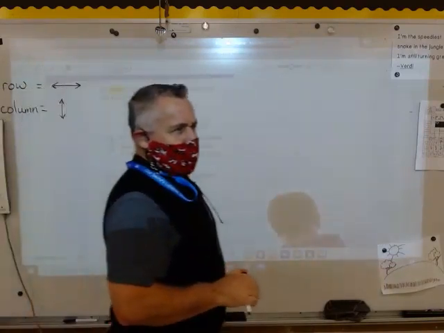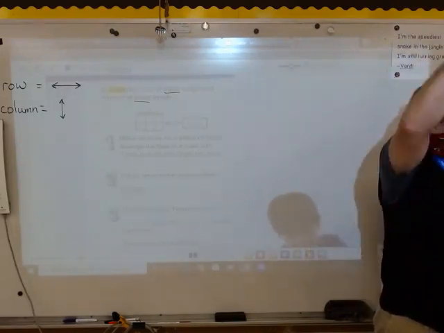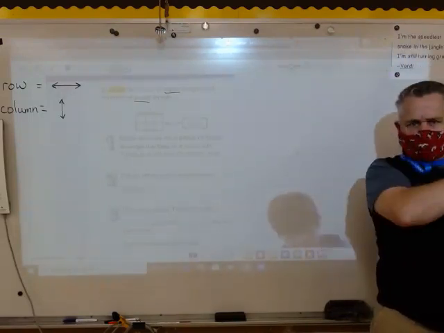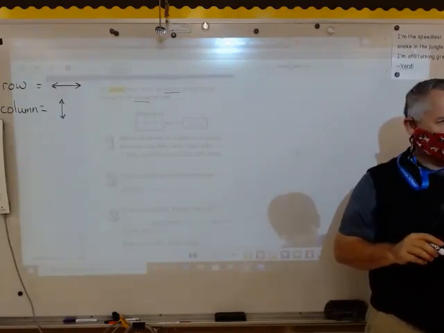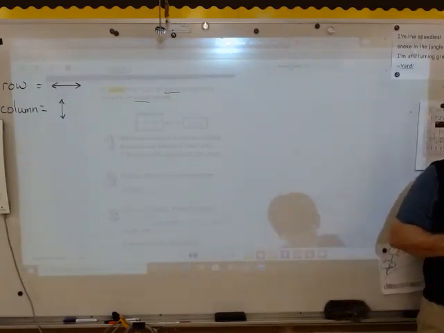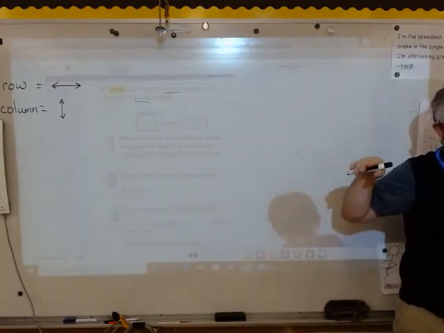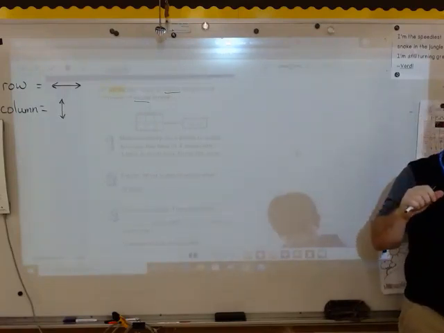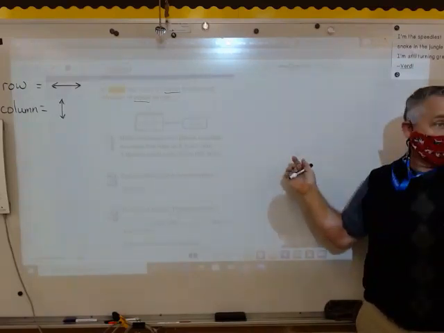Okay. If I need 4 rows, is that like making 4 lines up and down or 4 lines across? Which one is that? 4 rows. Is that going to be up and down or across? What's that going to be, Colton? It's going to be across. Okay, it's going to be 4 rows that are going to go across.